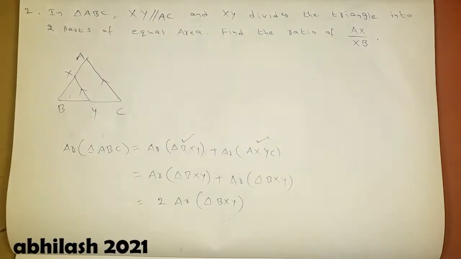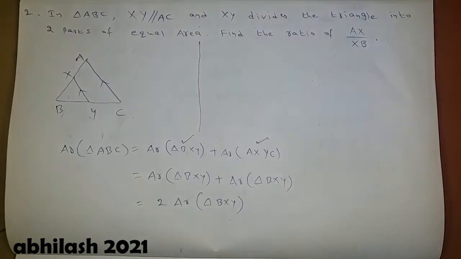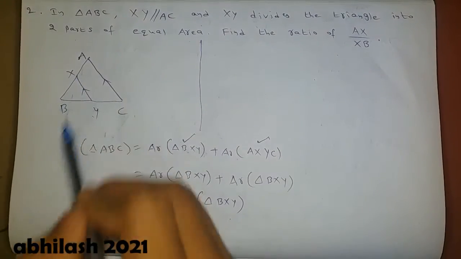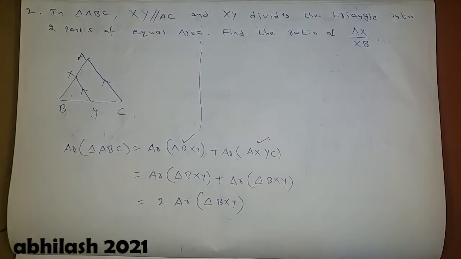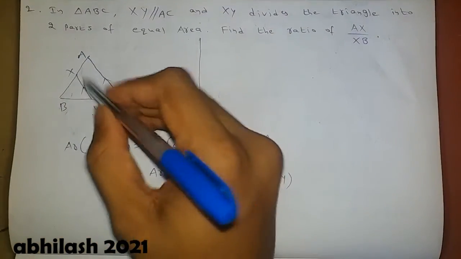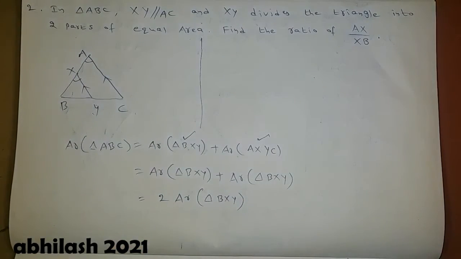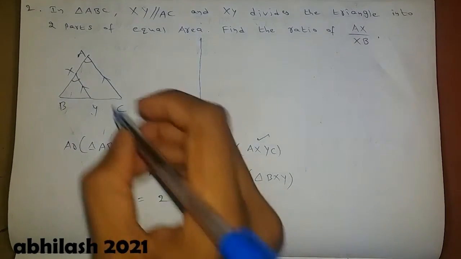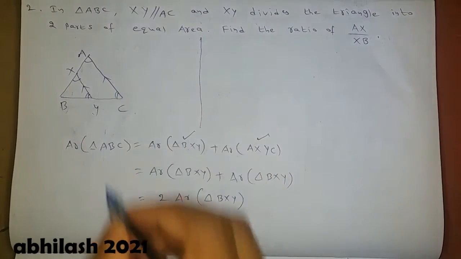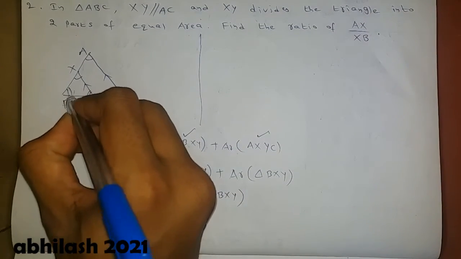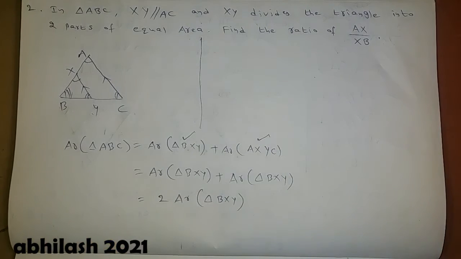Okay, now our duty is to show that the triangles are similar, because in the question nowhere he mentioned that those are similar. So now I will consider this smaller triangle XBY and the total triangle ABC. Already he said that XY is parallel to AC, so these two angles will be equal to each other because they are corresponding angles, as well as these two angles. If two angles are equal to each other, obviously the third angle is also equal. So according to AAA criteria, we can say that those two are similar to each other.